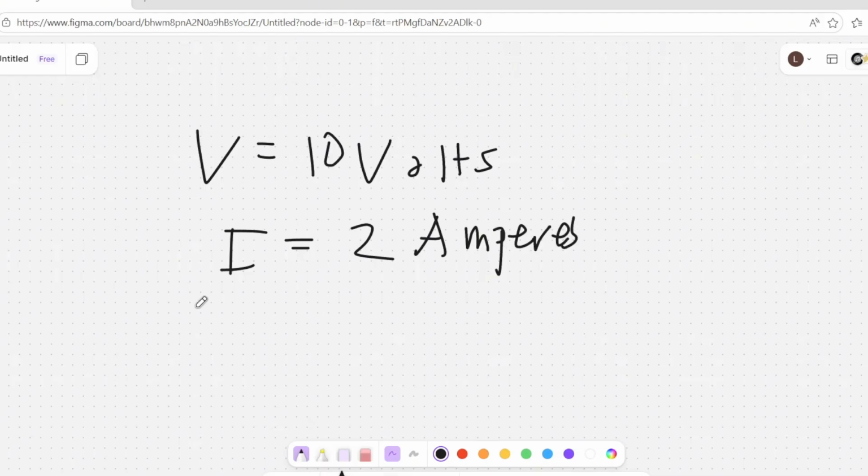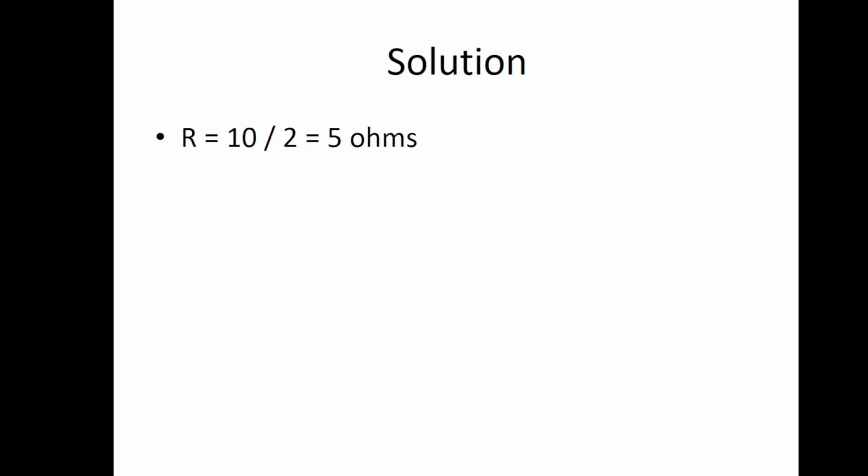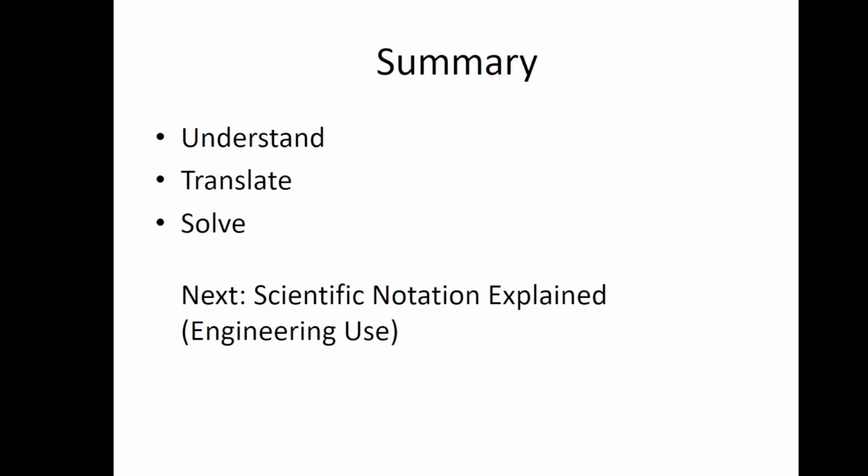So to solve for the value of resistance, we just simply need to divide 10 volts by 2 amperes. So 10 divided by 2, the answer is 5. And our unit for this one is ohms. 5 ohms for the unit of resistance. Okay? So this is the answer.